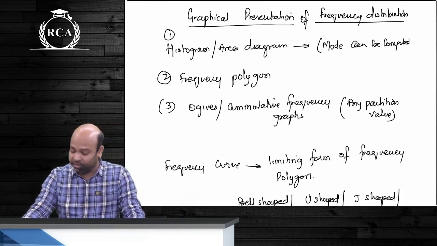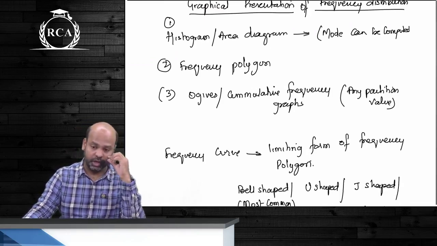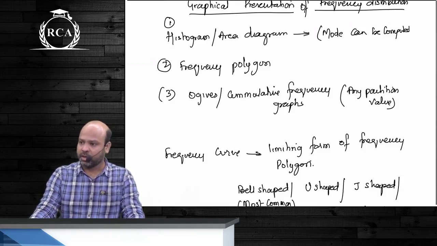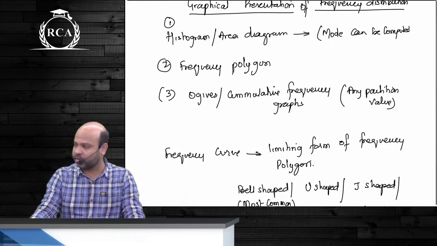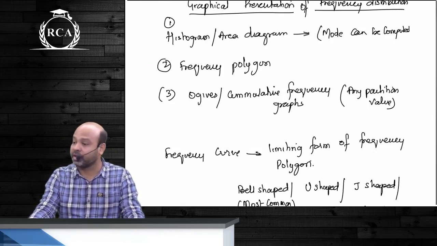Next, we have the frequency polygon. It's a limiting form of histogram. What you do is pick up the mid values of all the class intervals and plot the mid values and the corresponding frequencies on a graph. If you join them by successive lines, that will become the frequency polygon.